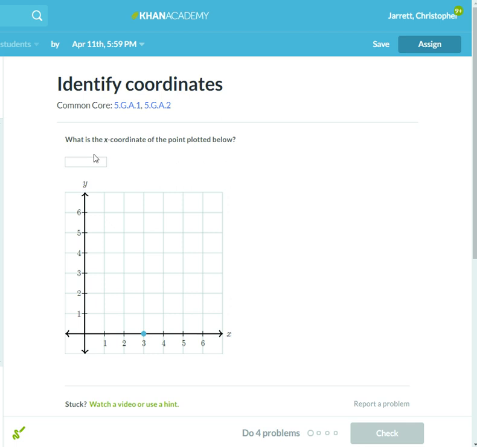So the question asks, what is the x coordinate of the point plotted below? Well, where is the point? This point right here is directly on the x-axis, and it is directly on the point 3 on the x-axis. So the x coordinate is 3.